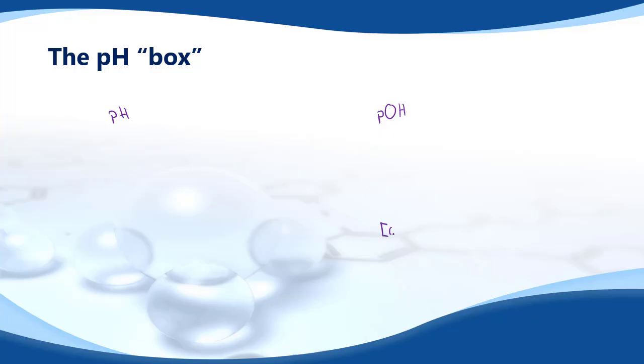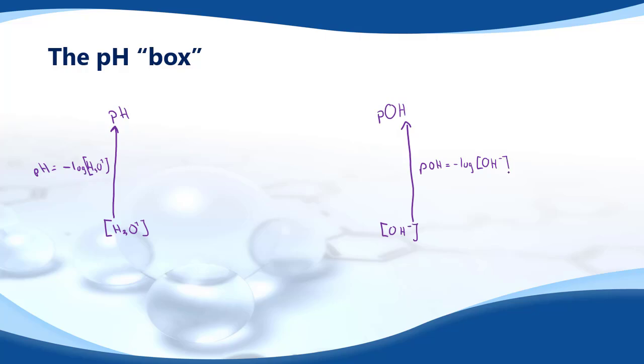I'm going to have concentration of hydroxide. Remember, the bracket means molarity. I'm going to have concentration of H3O plus. To go from H3O plus up to pH, I'm going to do negative log H3O plus. Right, so pH will equal this. To go from OH minus to pOH, I'm going to have pOH equals negative log OH minus.